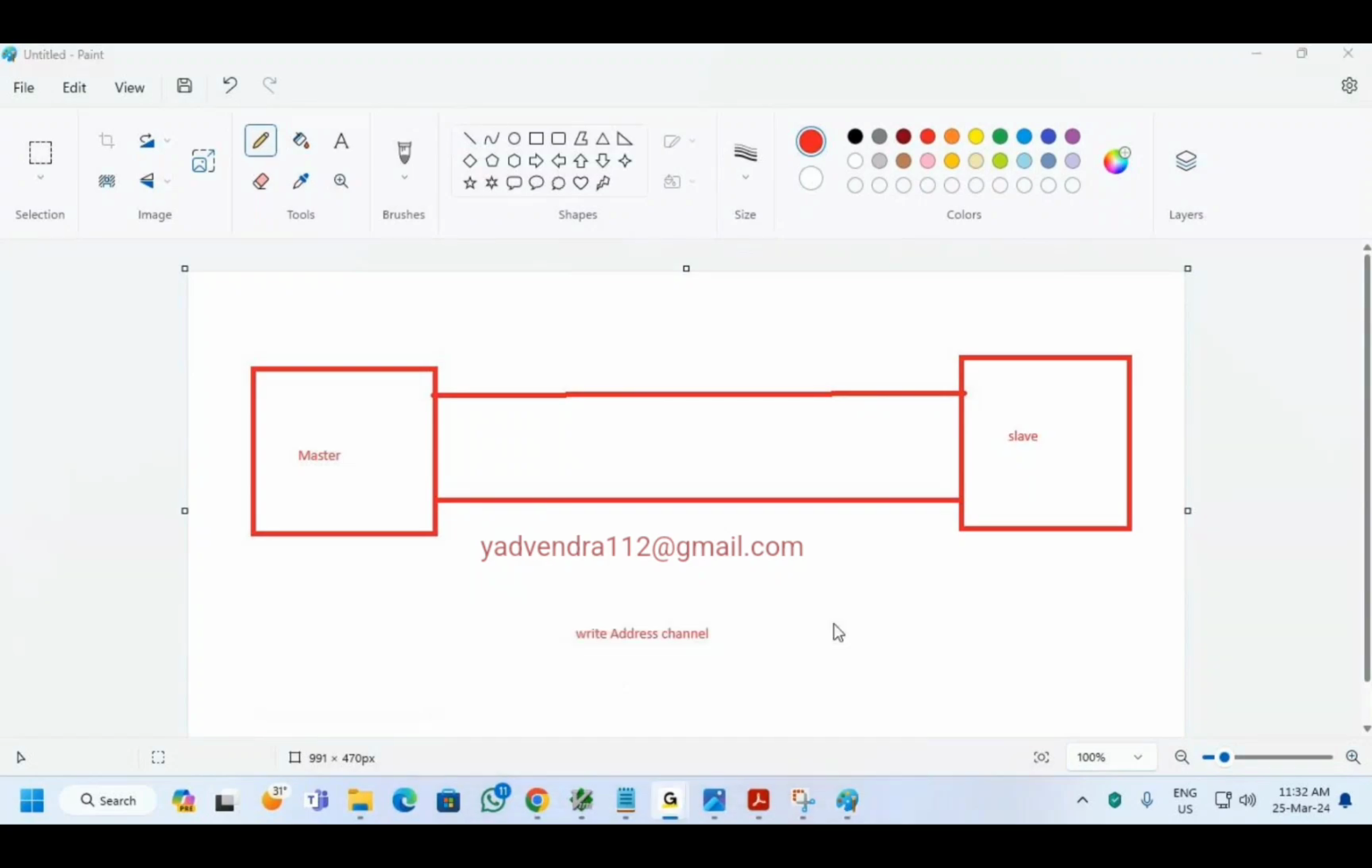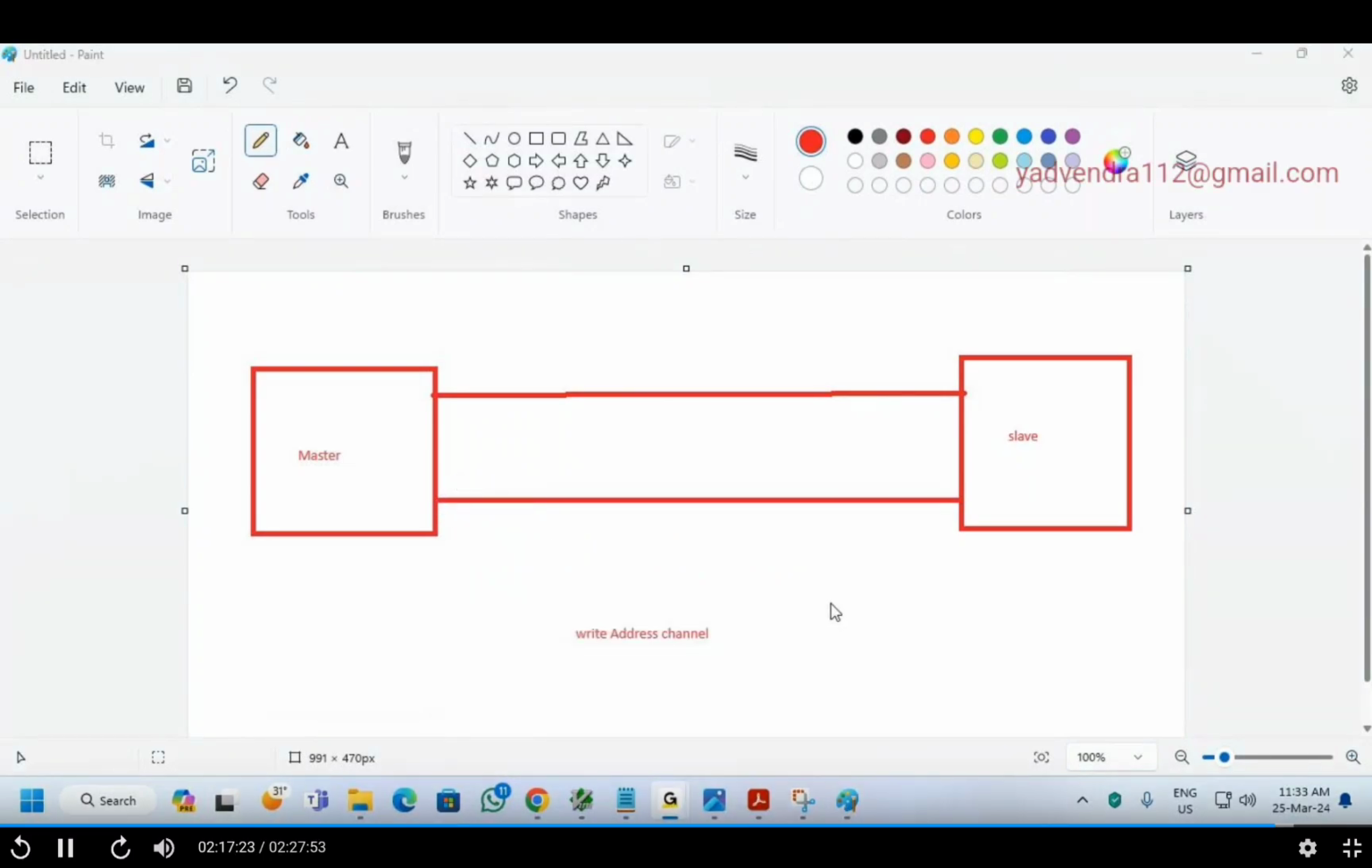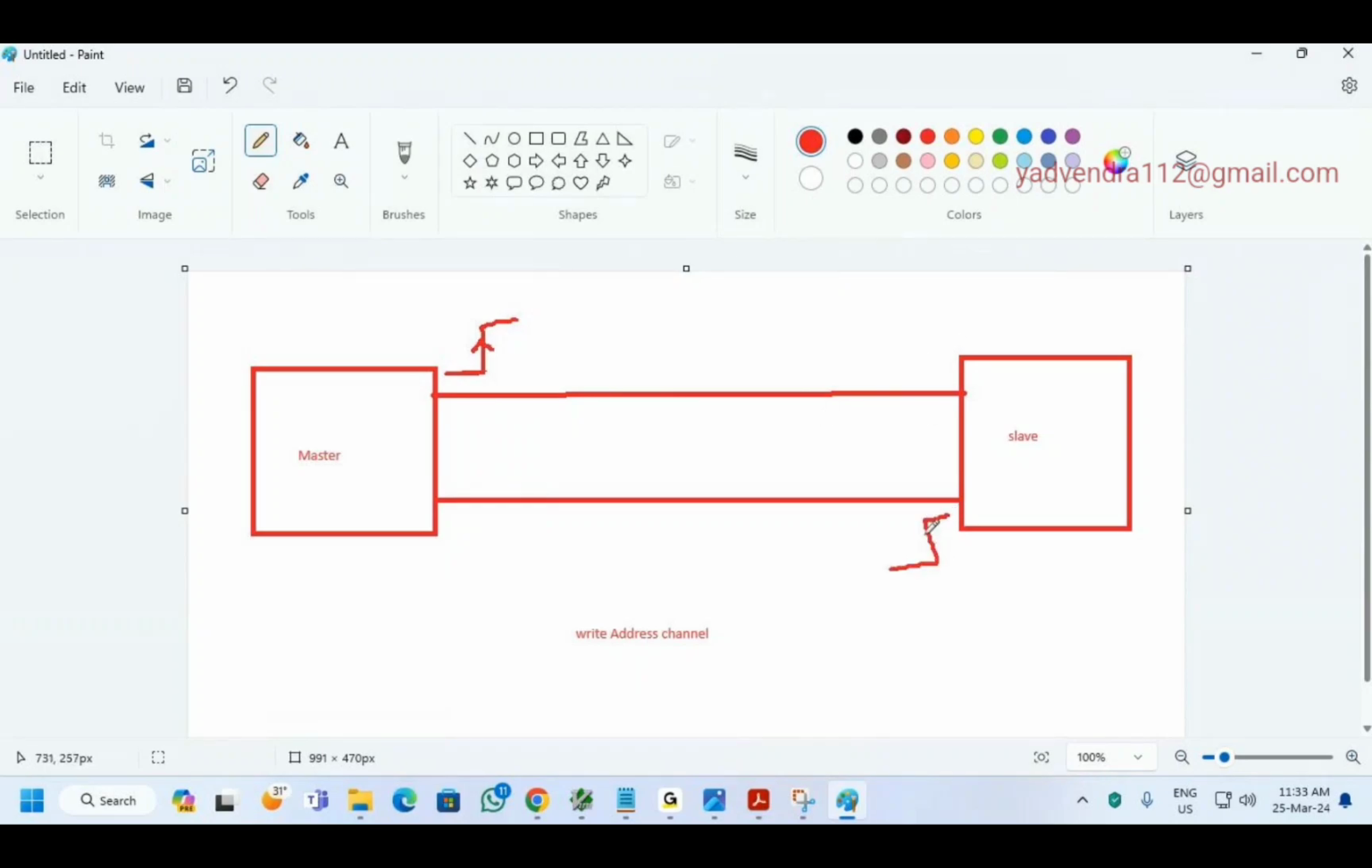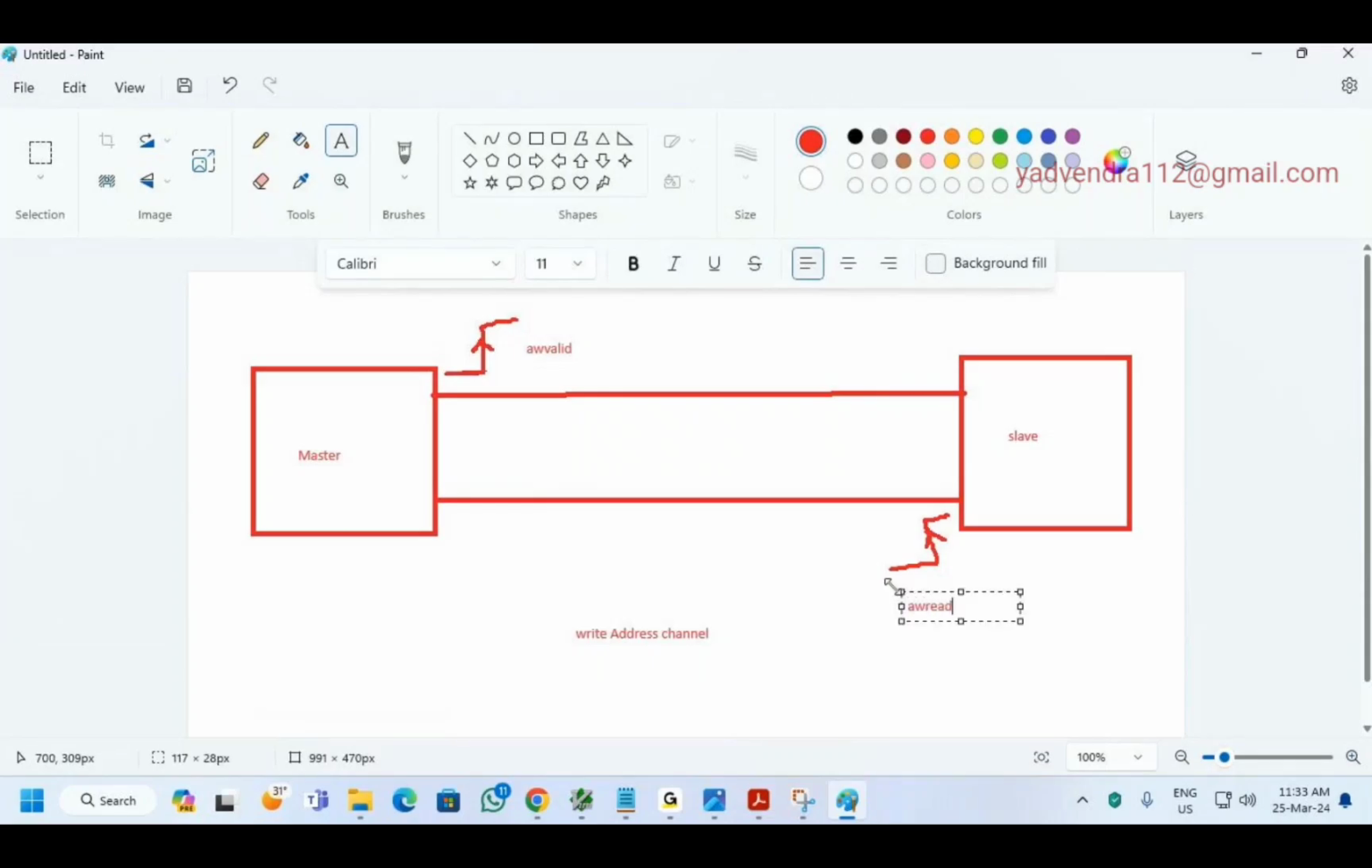So now tell me guys, who will issue valid, who will issue ready? As we have knowledge of handshaking, we are doing that from memory. Valid master, ready slave. Master will issue valid, right? So here this is AW valid, and this is AW ready. Now master issues valid, and when slave issues ready, automatically the handshake will happen, and all the data will get transferred at that time.